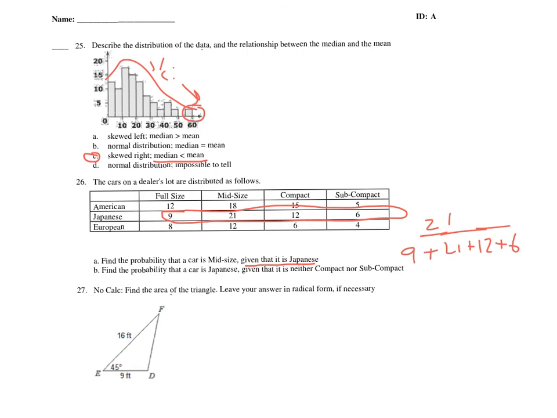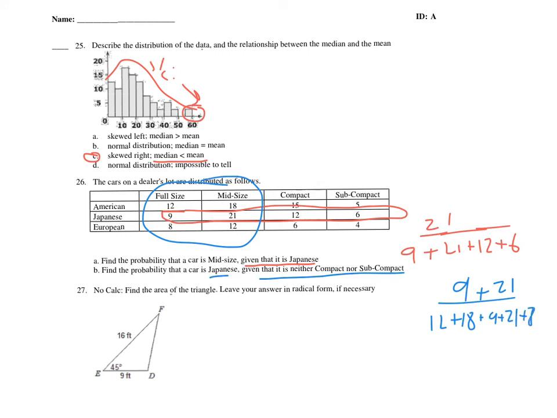This next one, though, says given that it is neither compact nor subcompact. So that means I'm really only looking at these groups. And so I want the probability that it is Japanese. And so that would be 9 plus 21 up top for my Japanese out of those blue group. And then my denominator would be all the blue ones I circled. So 12, 18, 9, 21, 8, and 12.